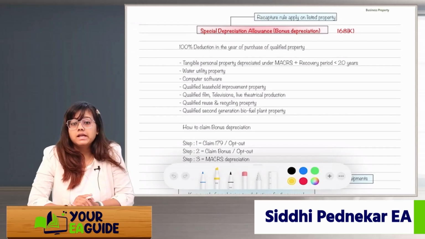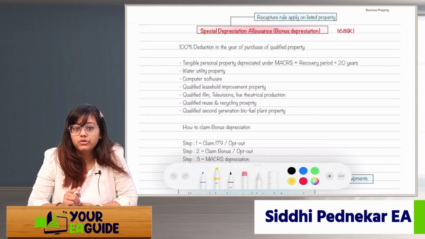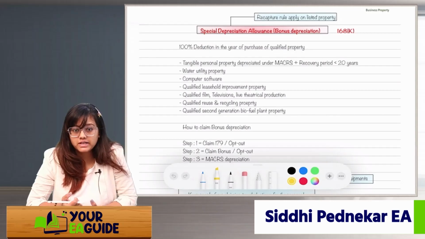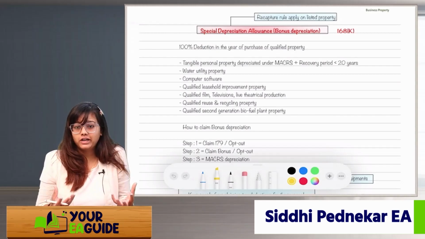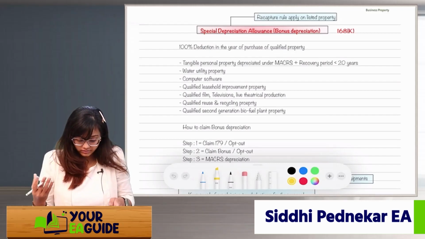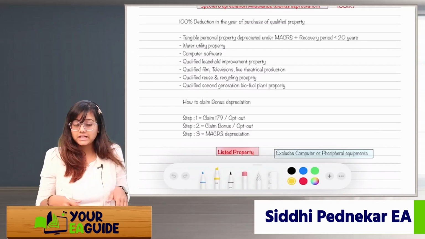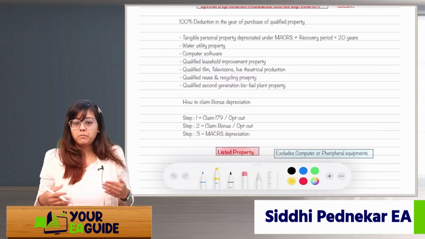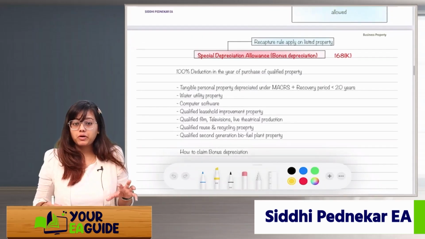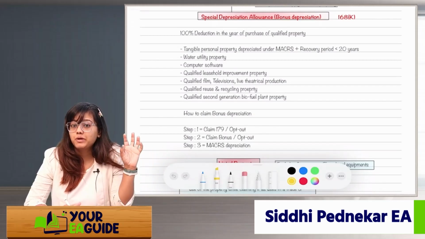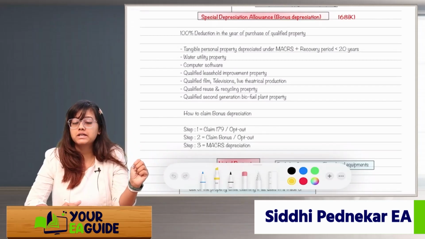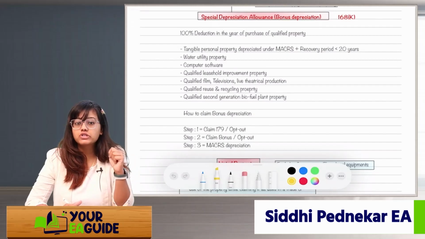All right. Next is water utility property. Next, computer software is there, qualified leasehold improvement property is there, qualified film, television, and live theatrical production is there, qualified reuse and recycling property is there, qualified second generation biofuel plant property is there. Okay, so this type of property, if you have purchased, will fall under 168(k), that is the special depreciation. You can take the whole 100% as a bonus depreciation for those assets.